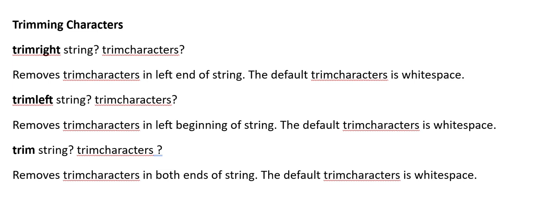Whereas trim right is the command which removes the trim characters in the left end of the string. Here trim right is the command, then we are giving the string that we are going to trim, and the characters that we are going to remove from the particular string. This is the syntax. The default trim character is white space, whereas trim left string trim characters is the syntax to trim the characters in the left beginning of the string.